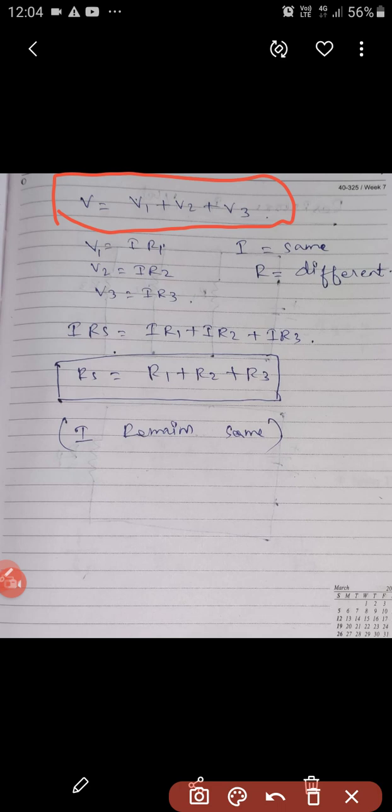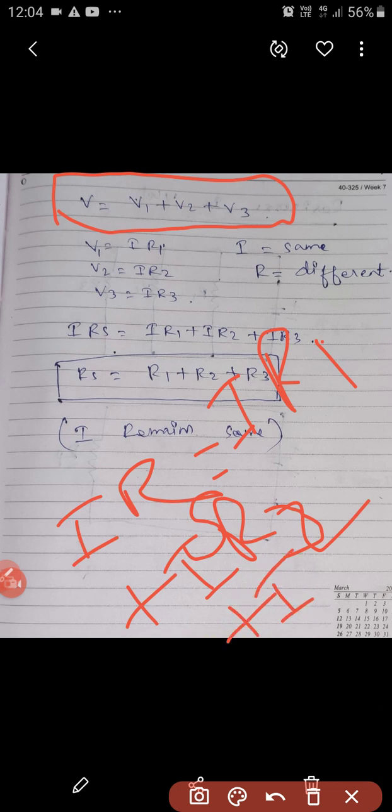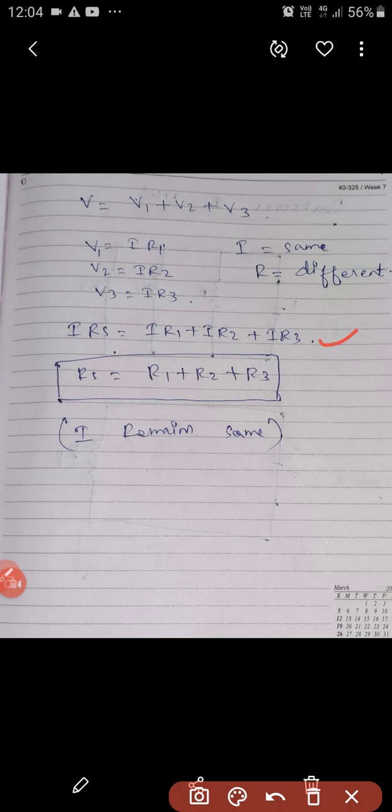We already know that V is equal to IR. This is Ohm's law. So this is the equivalent resistance connected in series: I RS is equal to V1, which is I R1, plus V2, which is I R2, plus V3, which is I R3. So overall we have this equation, and finally you have to take out I as a common term from the left hand side and right hand side of this equation.